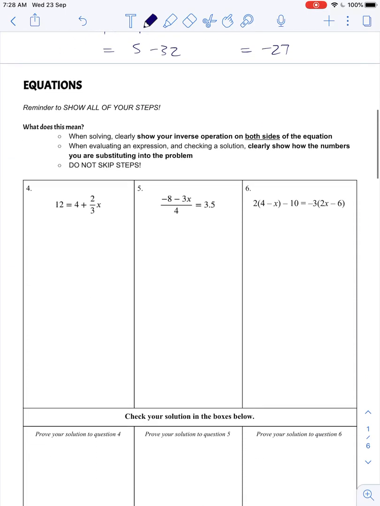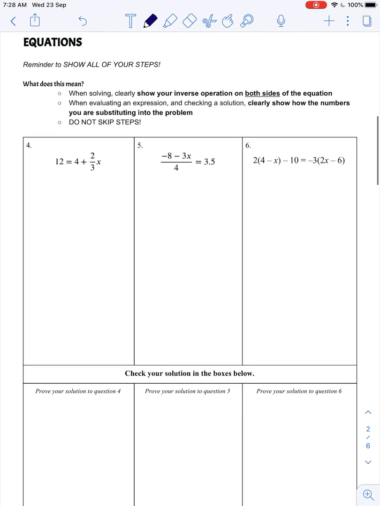Okay, let's get into the equations. So for the equations, really important that you go through and always show your inverse operations. So in this first one, I'm going to take away 4 from both sides. I'm going to be left with 2/3 x equal to 8. And then I'm going to multiply both sides by 3.